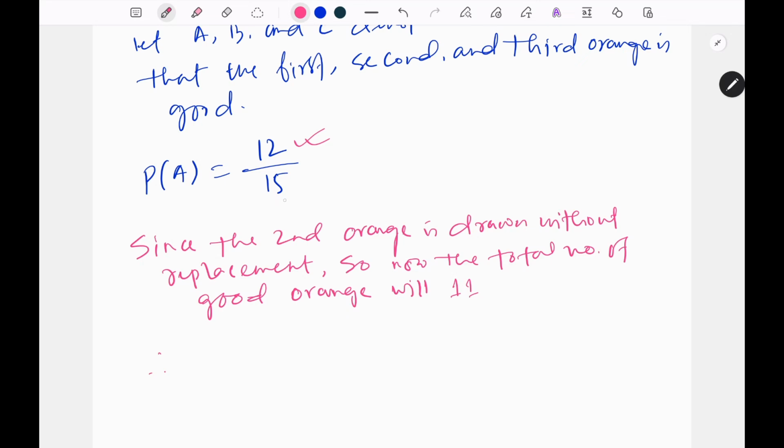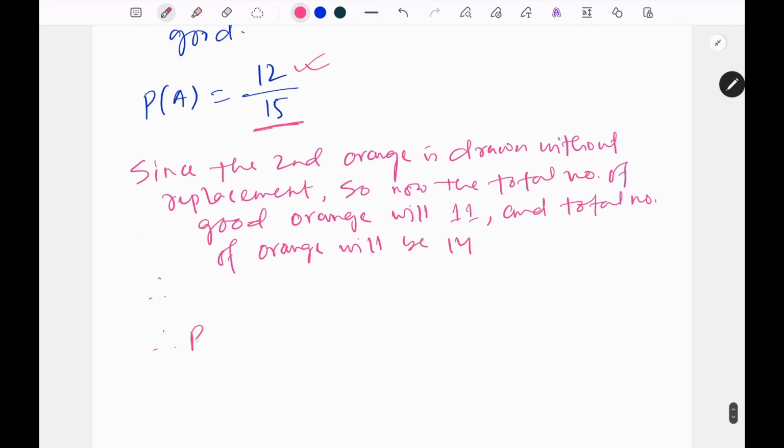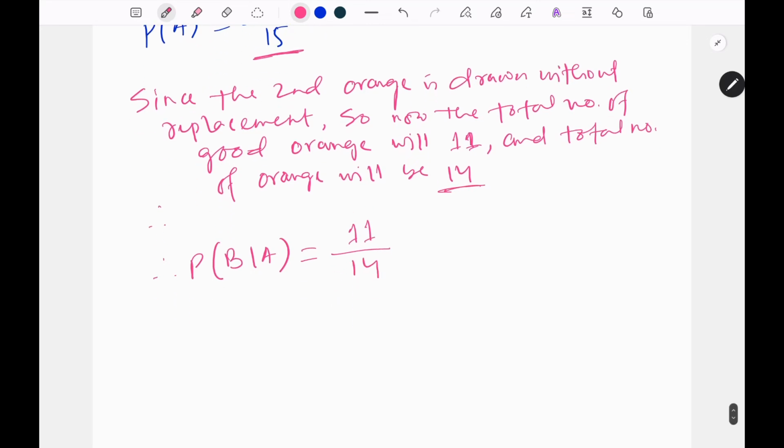Also total number of oranges is 15. Now if you have drawn one orange, then how many oranges will be left? 14, right? And total number of oranges will be 14. So therefore probability of B given A has occurred: how many good oranges are there? 11 and total number of oranges is 14. So it will be 11 by 14.